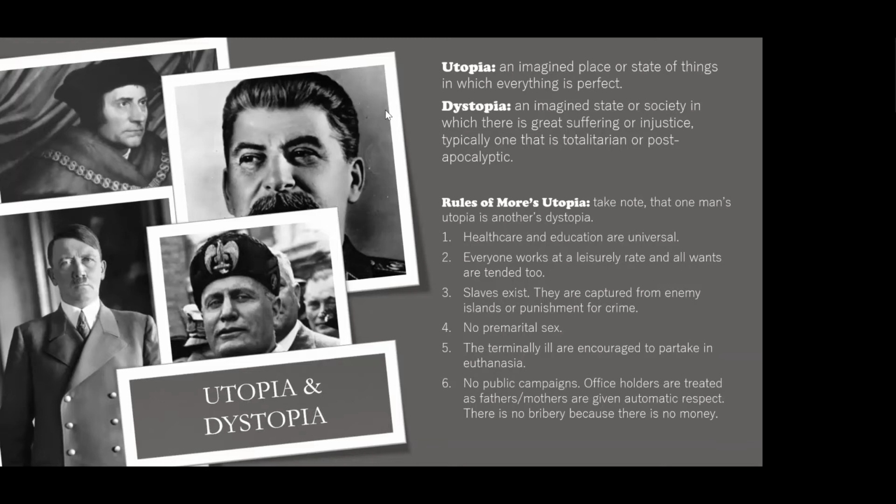And then he has rules about politics. There are no public campaigns. He's got a long list of rules about how you can't do campaigns, you can't do stump speeches, you can't go around with certain materials. Obviously, More was reflecting on his own society at the time with a lot of corruption in politics, something that's still very relevant in our day and age. Office holders, he said, would be treated like fathers and mothers, therefore just given automatic respect. And there's no bribery because there is no money. Okay, so this is More's idea of utopia.